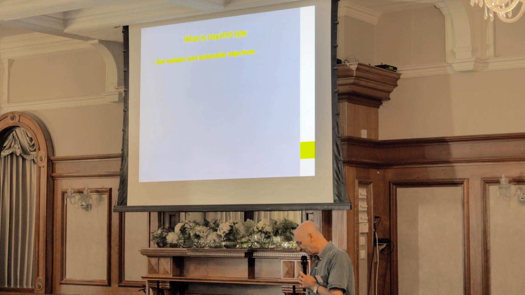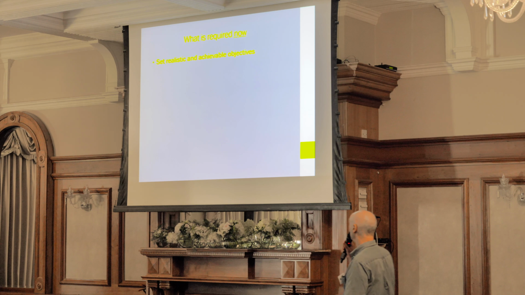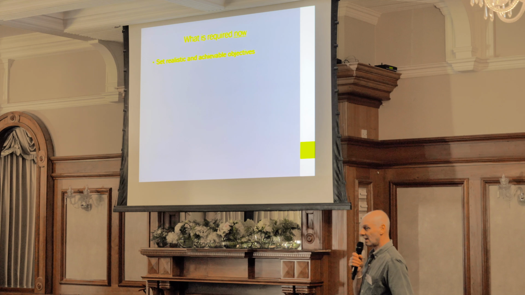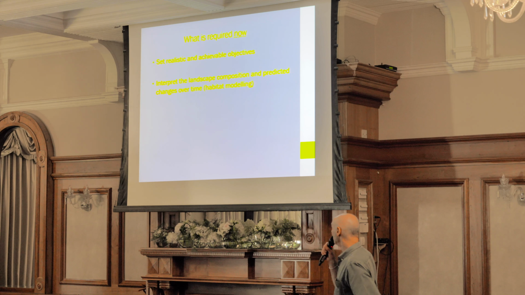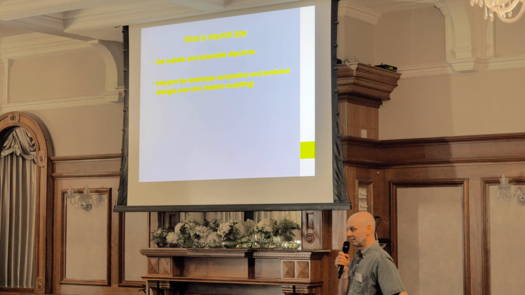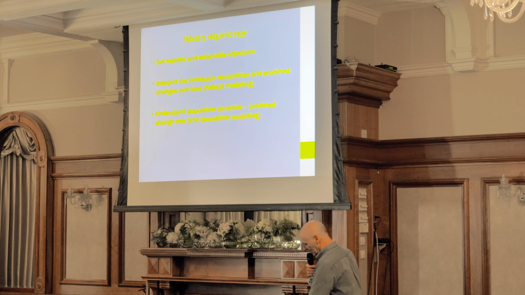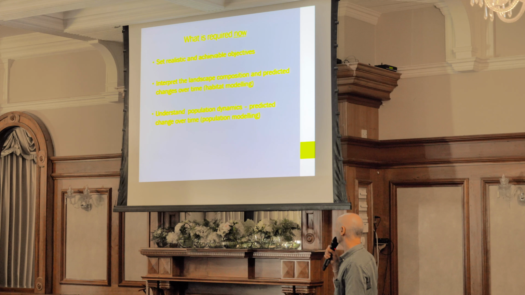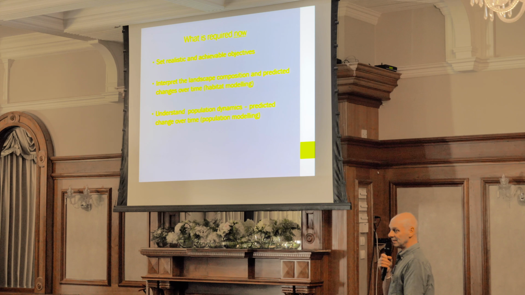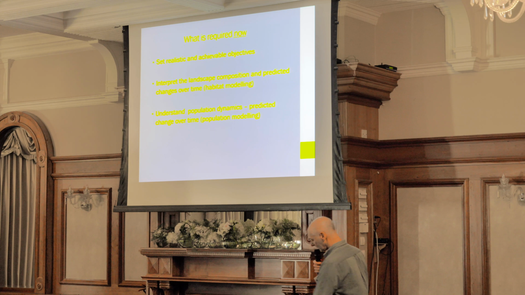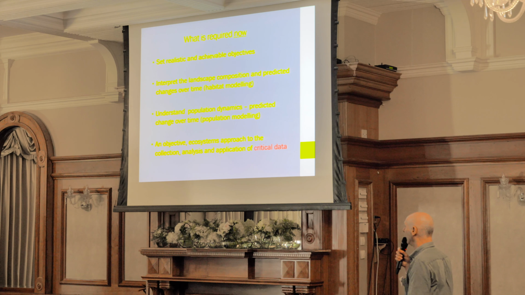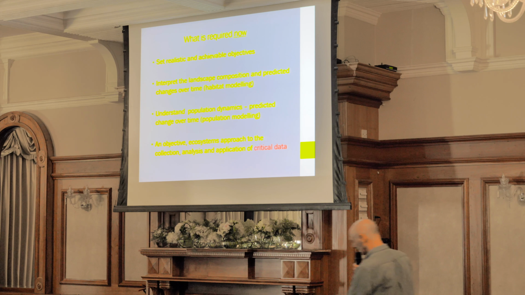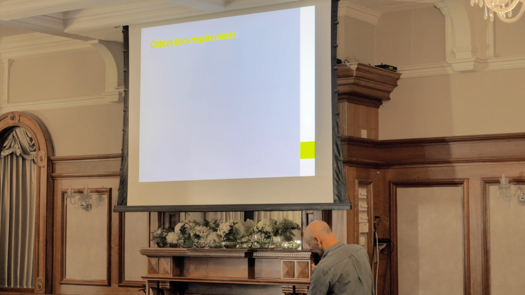So what we need to do now is start setting realistic and achievable objectives. So we need to start planning what we do and how we intend to undertake it. We need to learn to interpret the landscape, composition, and predicted changes over time. So we have to start looking at possible habitat modelling. We need to understand population dynamics, as we've just seen, and the likely predicted changes that are going to happen over time. And also, we need to take an objective ecosystems approach to the collection, analysis, and application of critical data. And what does this critical data actually mean?